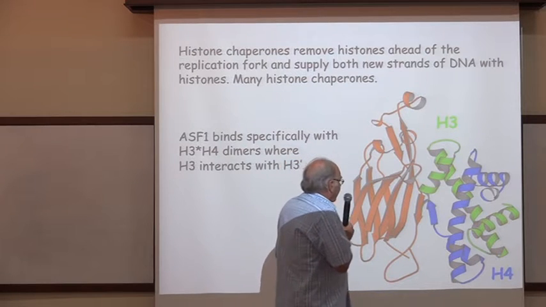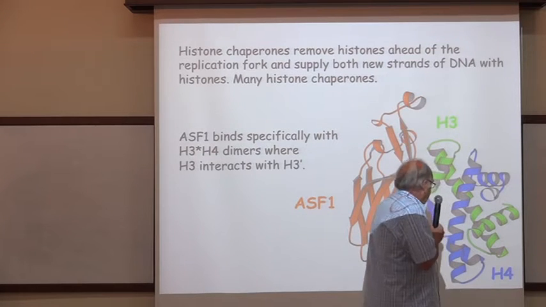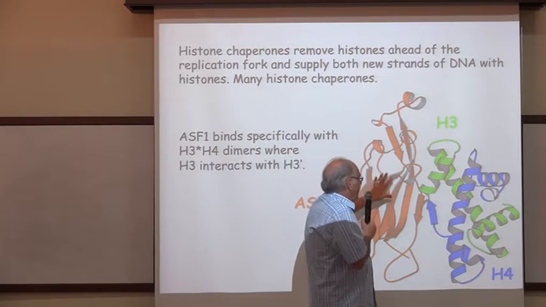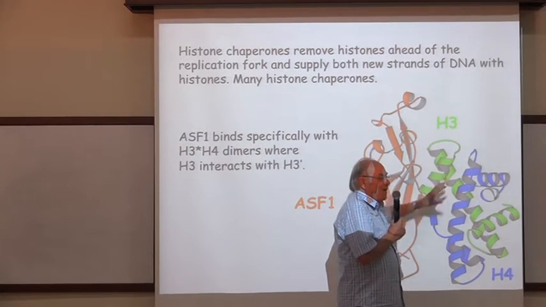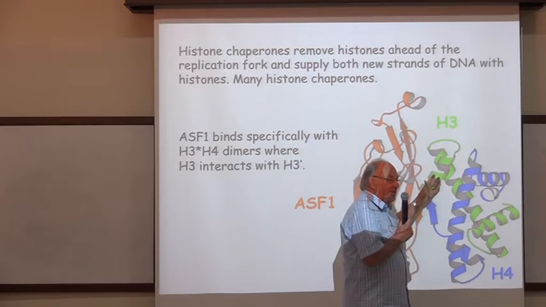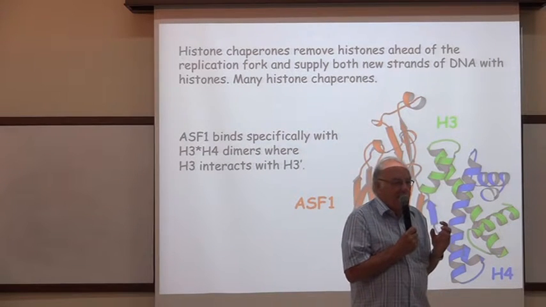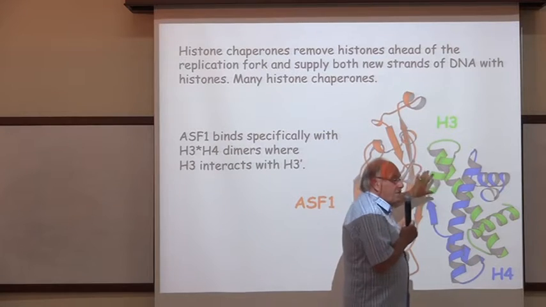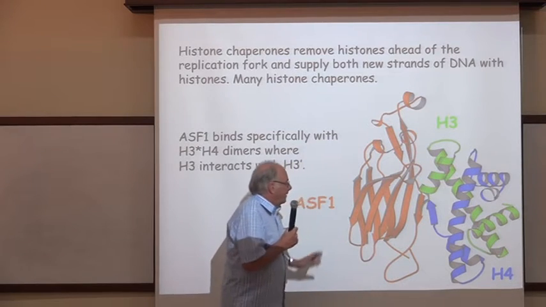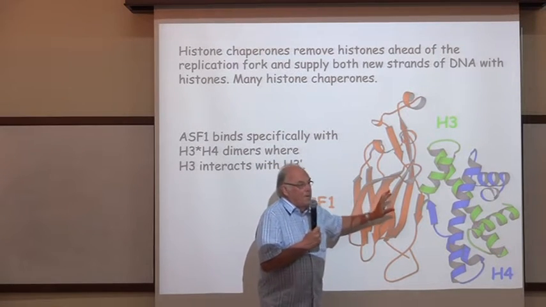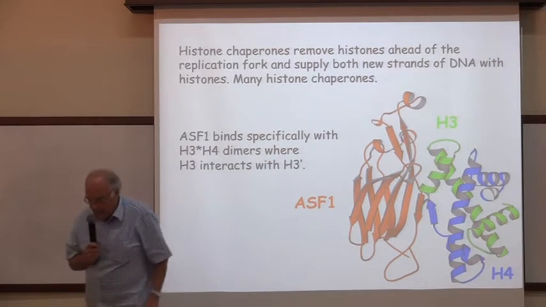And here we see the histone dimer of H3 and H4. And this histone chaperone binds to the surface of H3, where it is interacting with the neighbor H3, because, as I said, H3, H4 makes a tetramer, so this one binds to the surface where the other dimer should be sitting. So then it can, say, remove this from the histone and hold on to it until it's needed again.